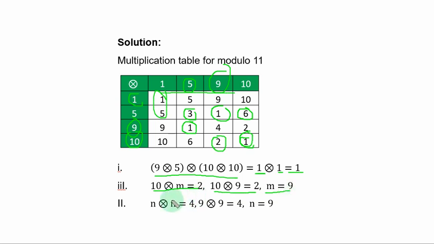Roman figure 2, part 2. The same number that will multiply, and the result is remainder 4. So you check remainder 4 is here. You trace it up, you have 9. You trace to the left, you also have 9. So n is equal to 9.